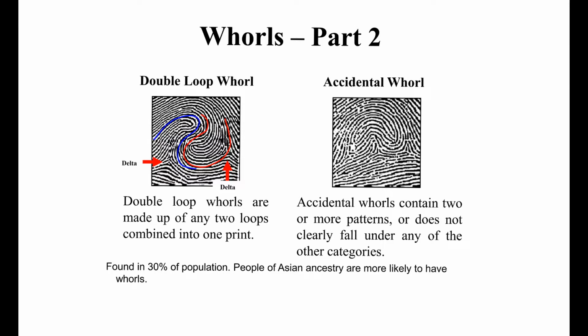With the accidental whorl, it's what happens when you have multiple patterns in one print. So you might have two or more patterns that make up this one print. Really, we're not super sure if you're a loop. We're not super sure if you're an arch. You kind of look like you can be all of it. So we're going to put you in this grouping and call you an accidental whorl. Whorls are found in about 30 to 35% of the population, and it's most common among people who have Asian ancestry or Asian background.